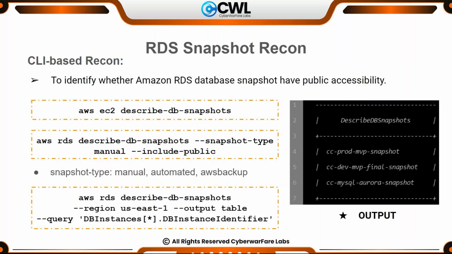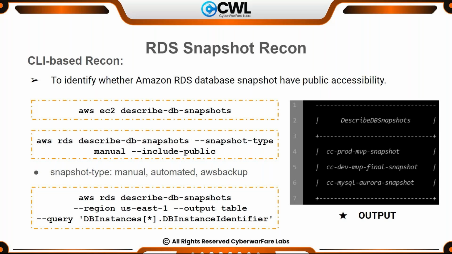Let's move on. So our next service is the RDS snapshots. In Amazon RDS, a snapshot is a backup of a DB instance, including its data, configuration and metadata at a specific point in time. So we are now at the final stage of our reconnaissance journey, where we will be performing reconnaissance using CLI commands to identify publicly accessible RDS database snapshots. All this will be performed on our AWS account only.